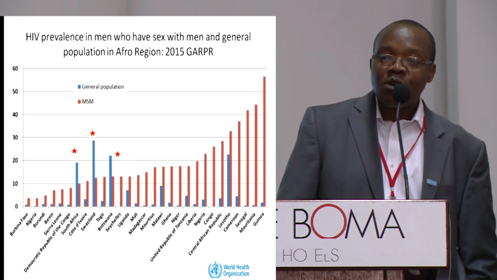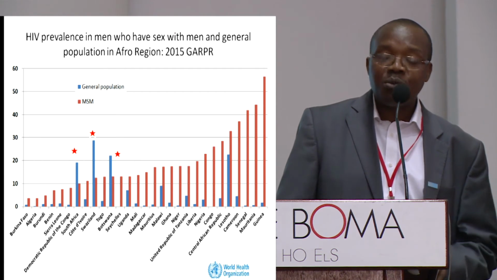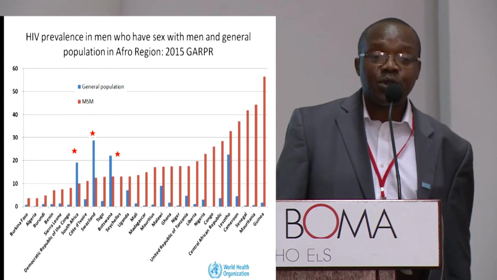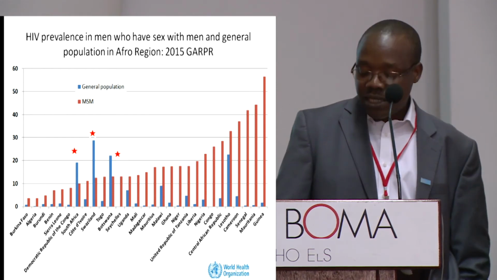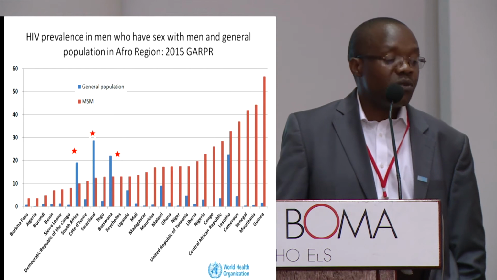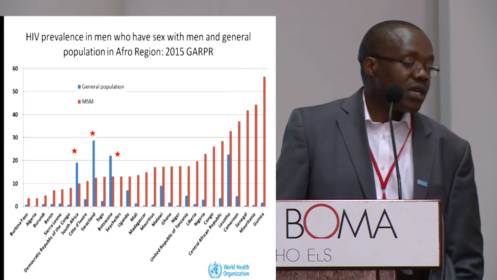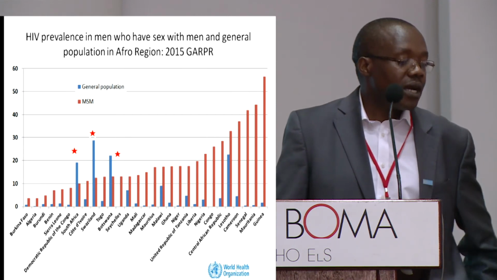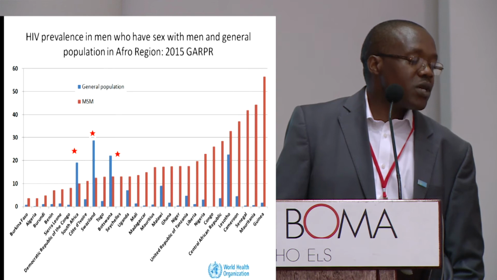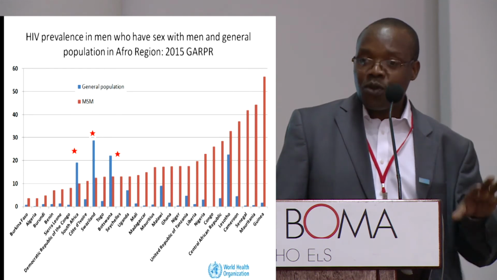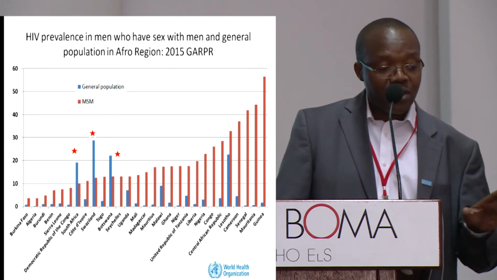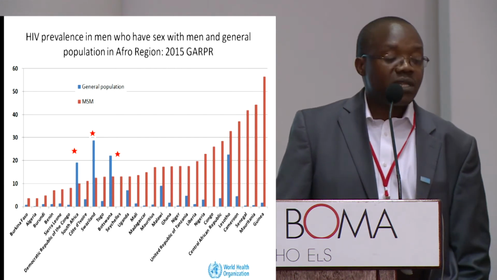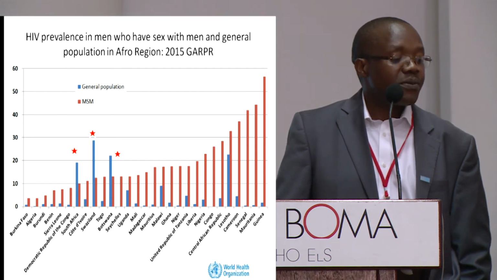Again, in comparison with the general population, MSM still have the highest HIV prevalence. Of course, we have three countries where there is a bit of an outlier: Botswana, Swaziland, and of course South Africa. Prevalence in these three countries is also very, very high. We need to interrogate this data to see what more it tells us. Prisoners.